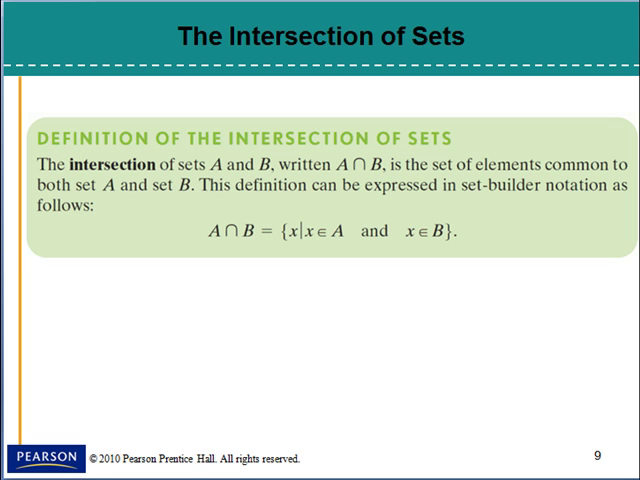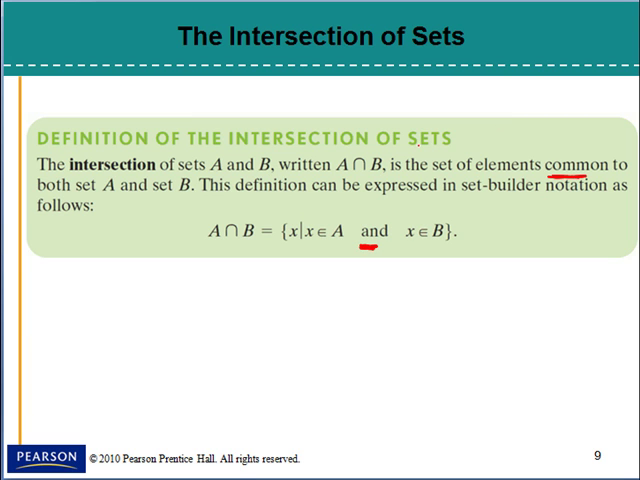Intersection set. A intersection B, where we put the U upside down, is the set of all elements that are in A and in B. The key is the "and", or common.